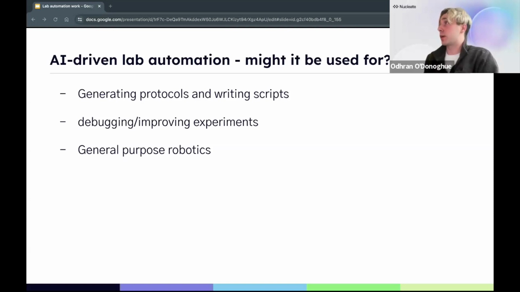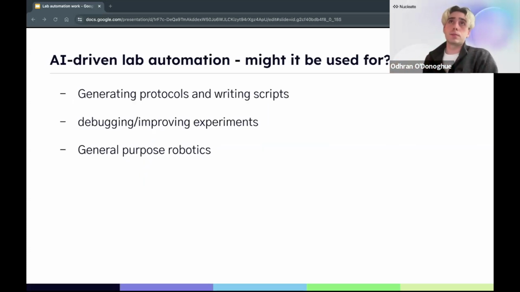Debugging and improving experiments. We can get AI to look at what we've done and what's gone wrong and say, hey, can this thing be changed? Have you tried this thing instead? And critically, we can also get it to actually run the robotic connections. It's one thing to have these automated devices. It's another thing to glue them together. General purpose robotics facilitated through AI can probably help us glue some of these bits together.